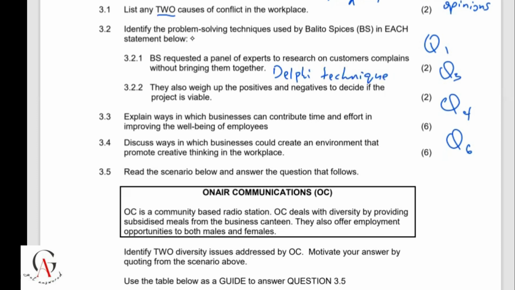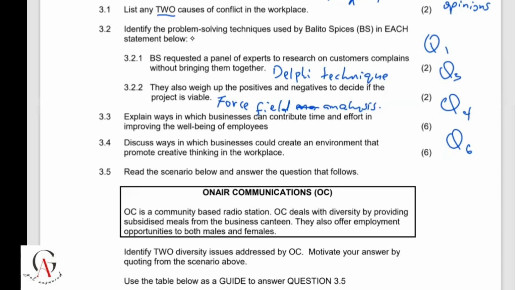Okay, right. So now let's check 3.2.2. They also weigh up the positives and negatives to decide if the project is viable. So now this one is going to be force field analysis.